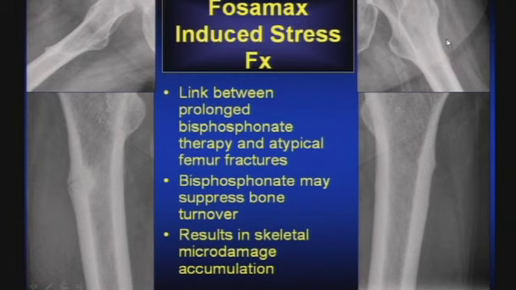So here we're showing you sort of a close-up view and the frontal and the frog leg lateral. The Fosamax-induced stress fractures link between prolonged bisphosphonate therapy and atypical femur fractures. So the theory here, they're not exactly sure what's happening, but they think that bisphosphonates suppress the bone turnover and result in skeletal micro-damage accumulation. So the osteoclasts are inhibited and the osteoid matrix that's laid down is abnormal. So it's not effective here when we're getting these insufficiency or stress fractures.